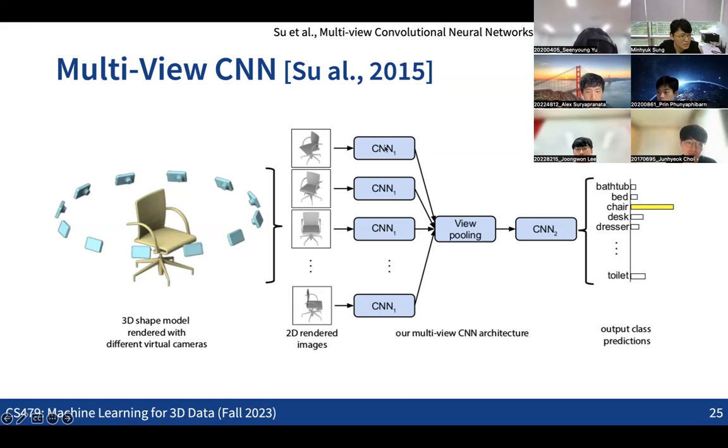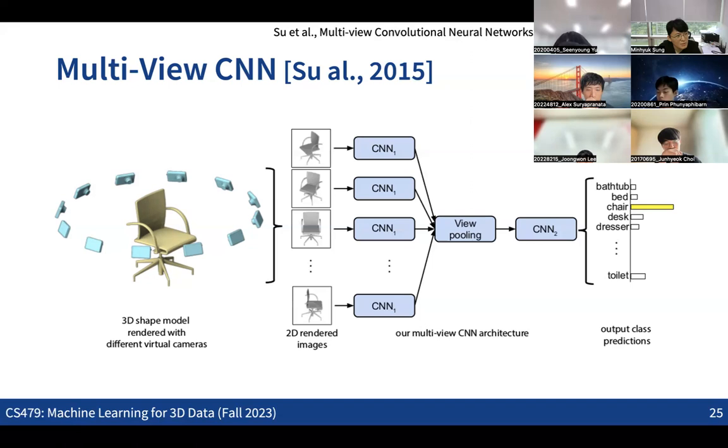But for that, we are rendering the 3D models into multiple views. And assuming that we are not aligning all the 3D models in terms of orientation, we also need some kind of pooling operation, right? Basically aggregating all the information from the multiple views, and that information is used for the final task, which can be classification or some other tasks.